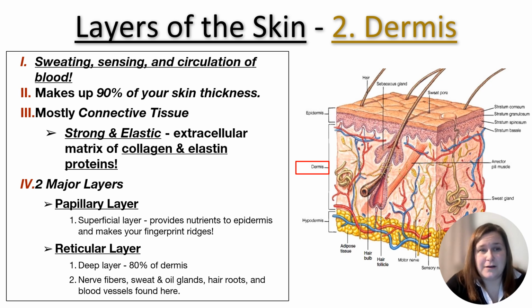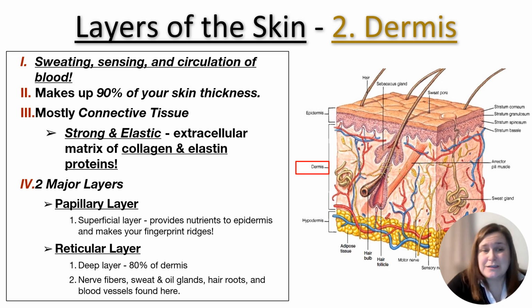It has a whole lot of functions. This layer is going to be responsible for sweating, sensory perception, and circulation of blood. This is going to make up about 90% of the skin thickness. So we are looking at all the way from here all the way down to here. It's mostly made up of connective tissue. It is strong and elastic. It is because it has that extracellular matrix made of collagen and elastin proteins.